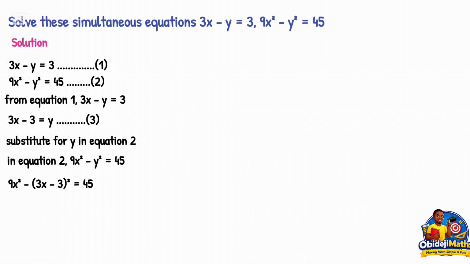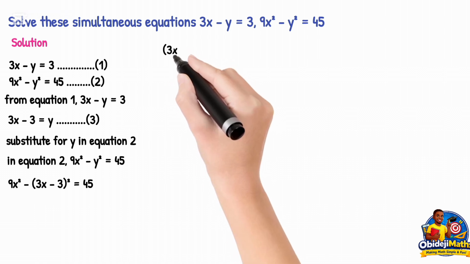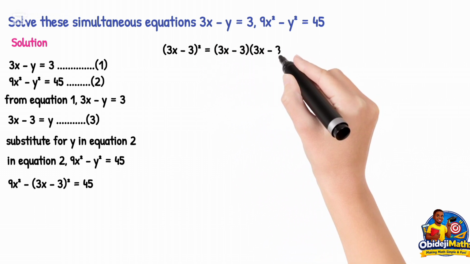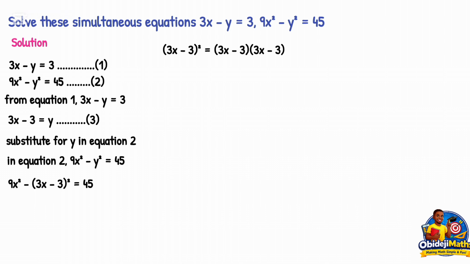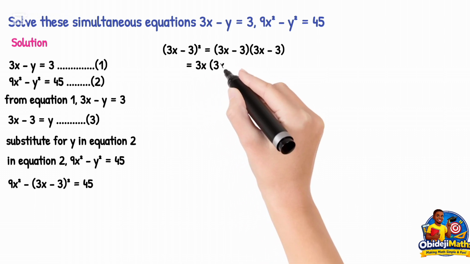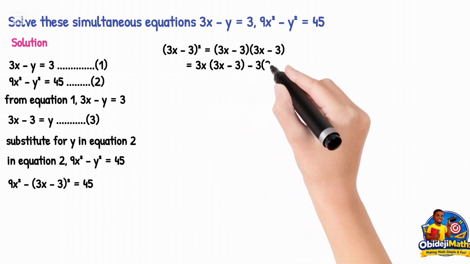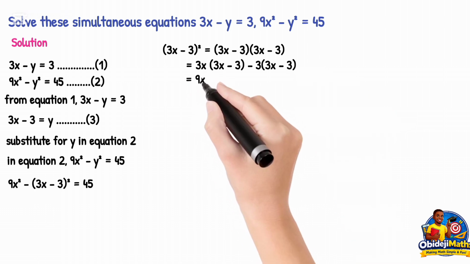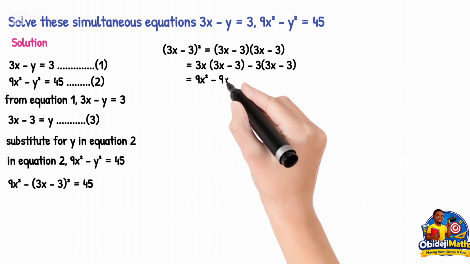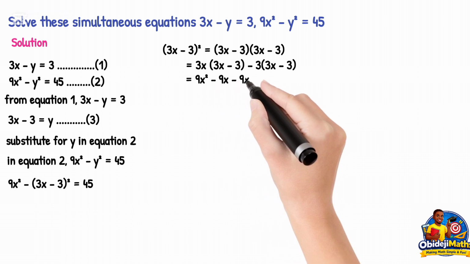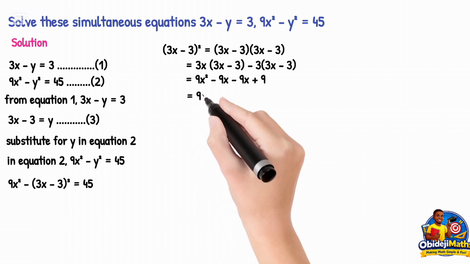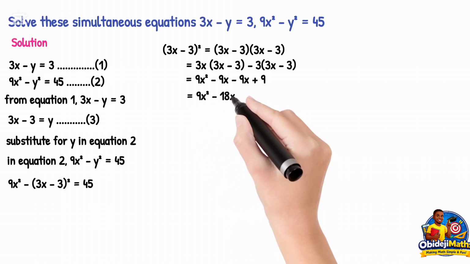We are going to solve it differently. So let's do that now. (3x minus 3) raised to power 2 means (3x minus 3) in two places. So we are going to have 3x into bracket 3x minus 3, minus 3 into bracket 3x minus 3. So 3x times 3x will give us 9x squared. Then 3x times minus 3 will give us minus 9x. Then minus 3 times minus 3, that's plus 9. Then minus 3 times 3x gives minus 9x. So we are going to have 9x squared minus 9x minus 9x, that is minus 18x, plus 9.